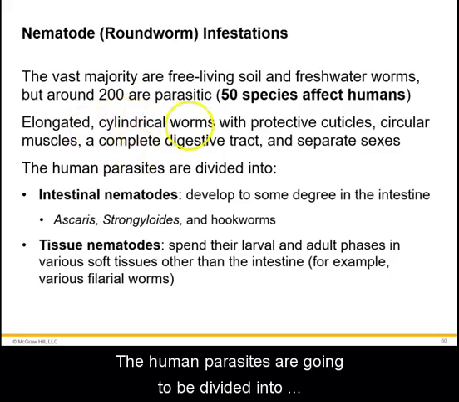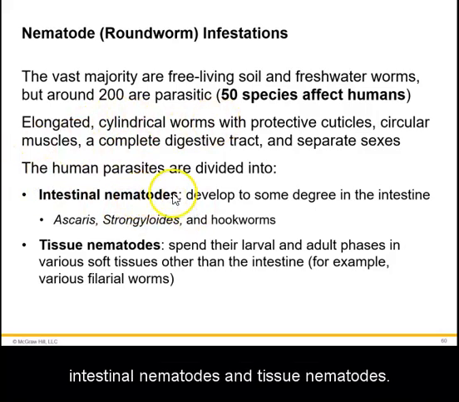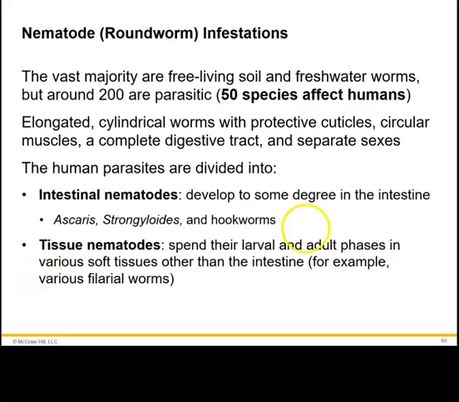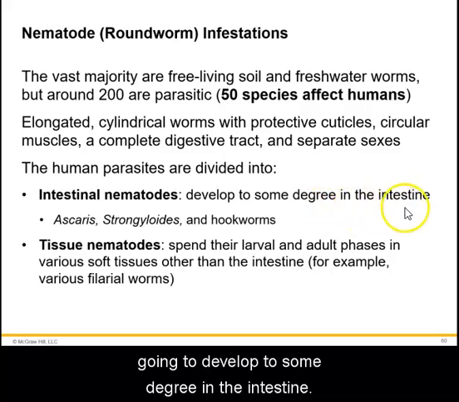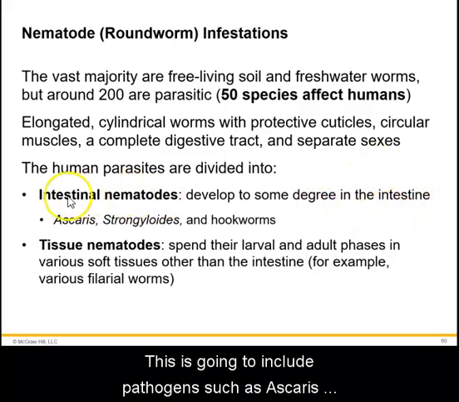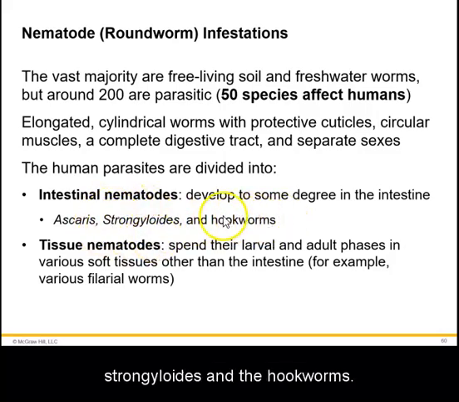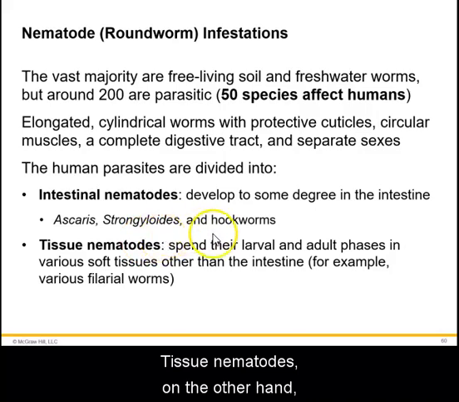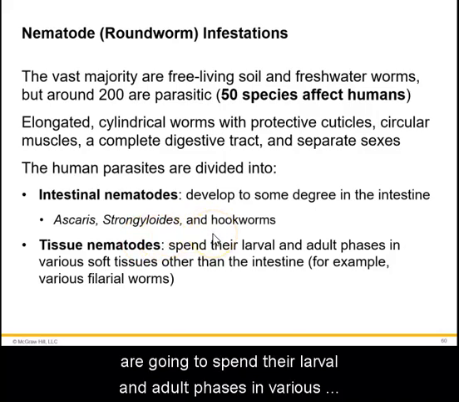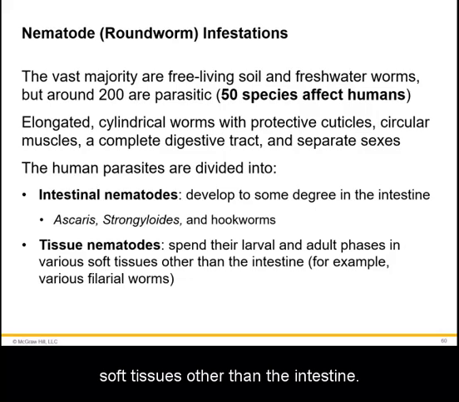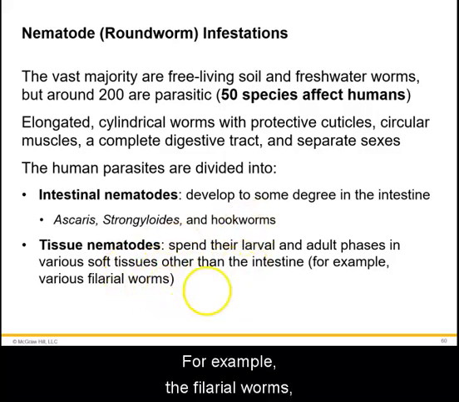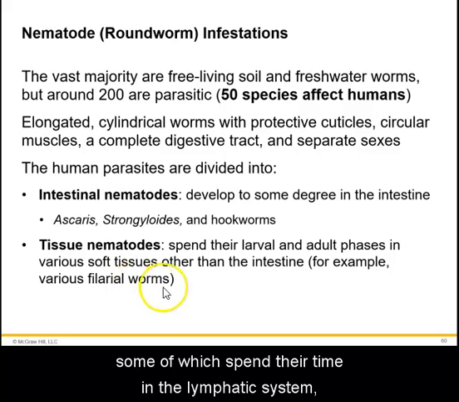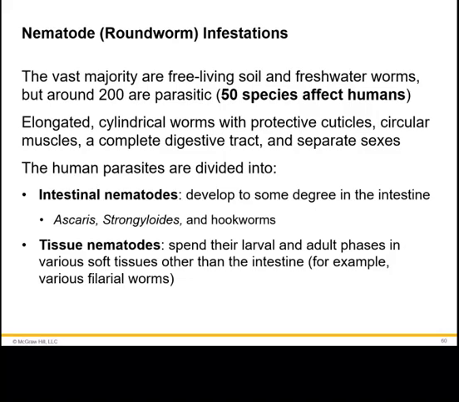The human parasites are going to be divided into intestinal nematodes and tissue nematodes. Now, intestinal nematodes are going to develop to some degree in the intestine. And this is going to include pathogens such as Ascaris, Strongyloides, and the hookworms. Tissue nematodes, on the other hand, are going to spend their larval and adult phases in various soft tissues other than the intestine. For example, the filarial worms, some of which spend their time in the lymphatic system, some of which can infect the eye.